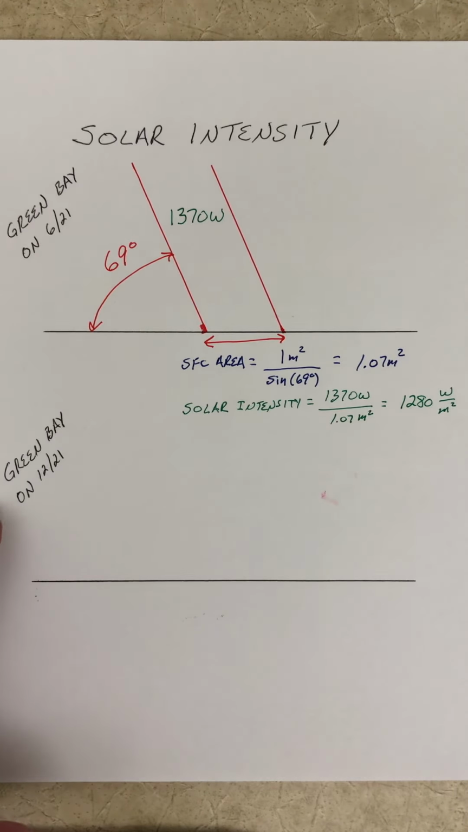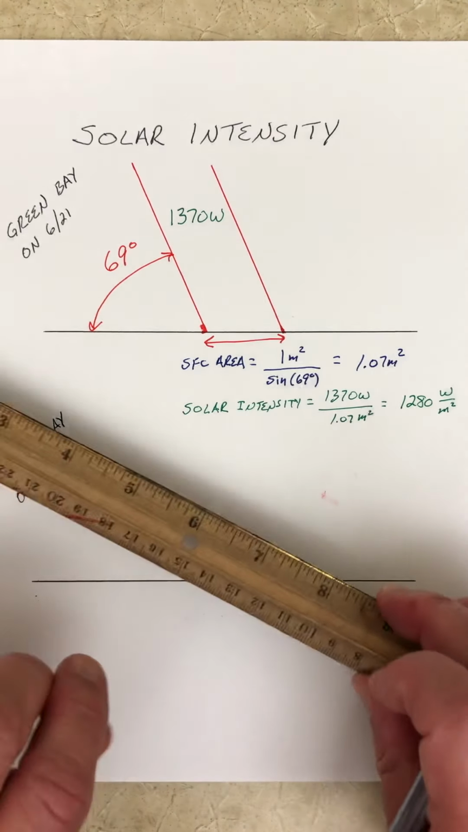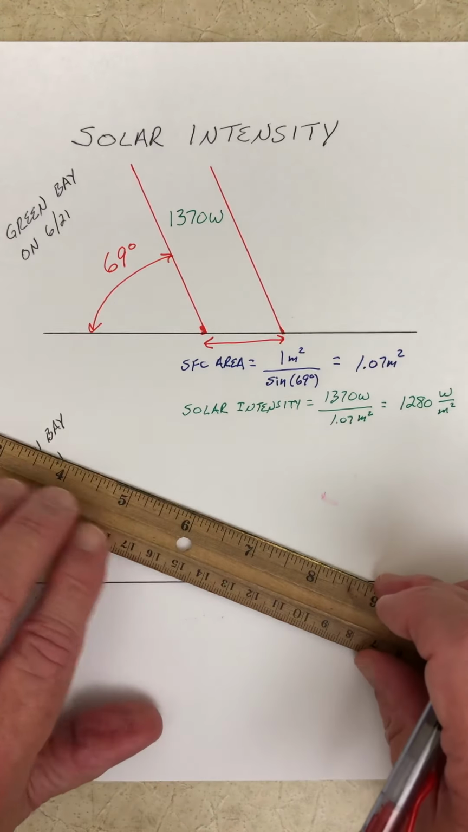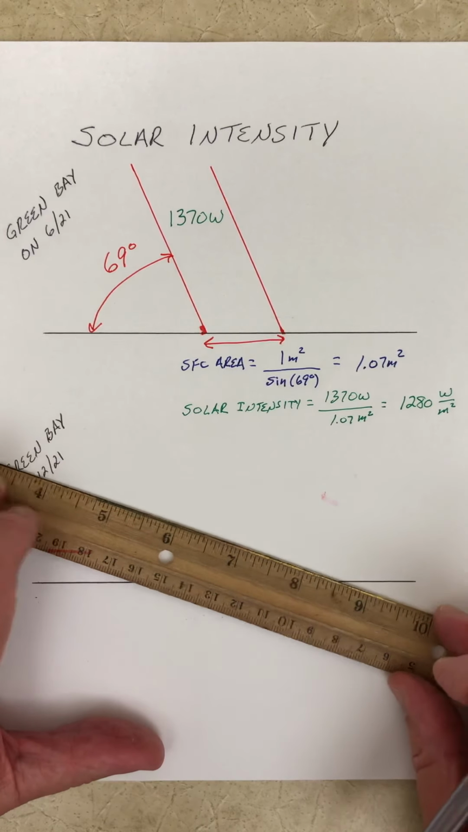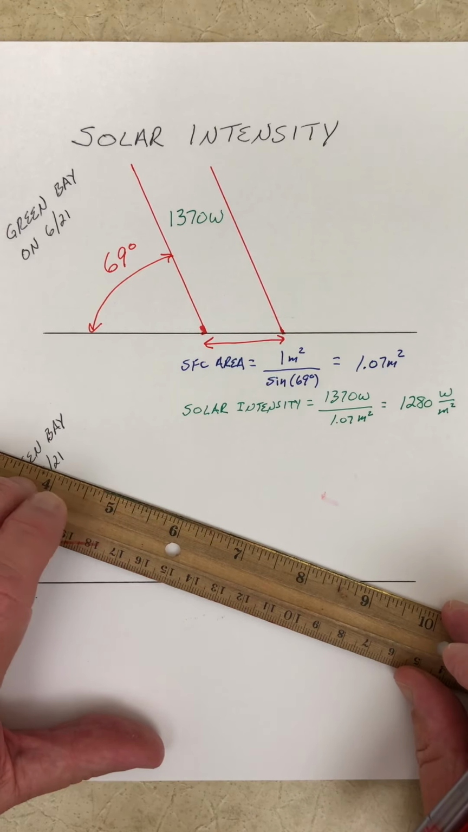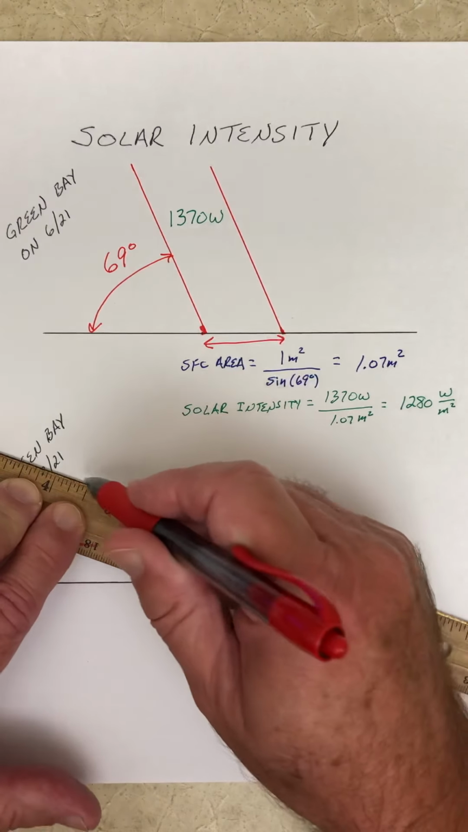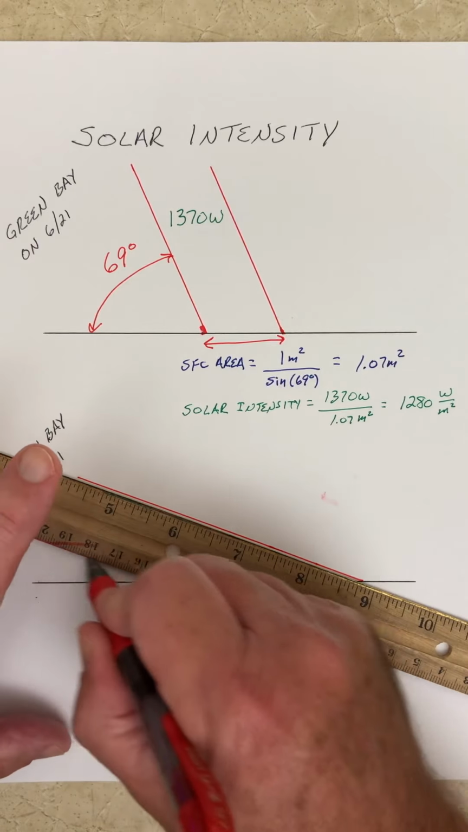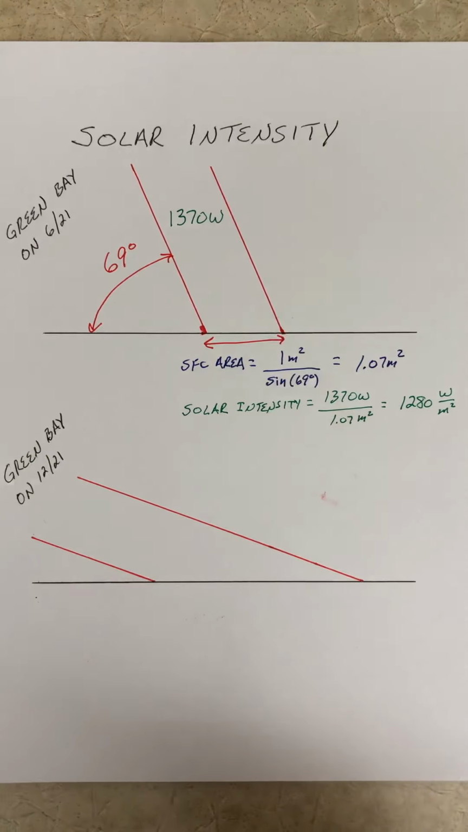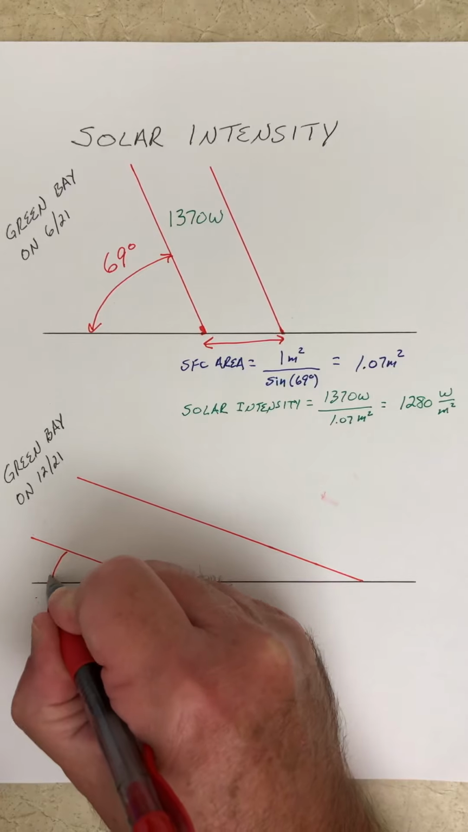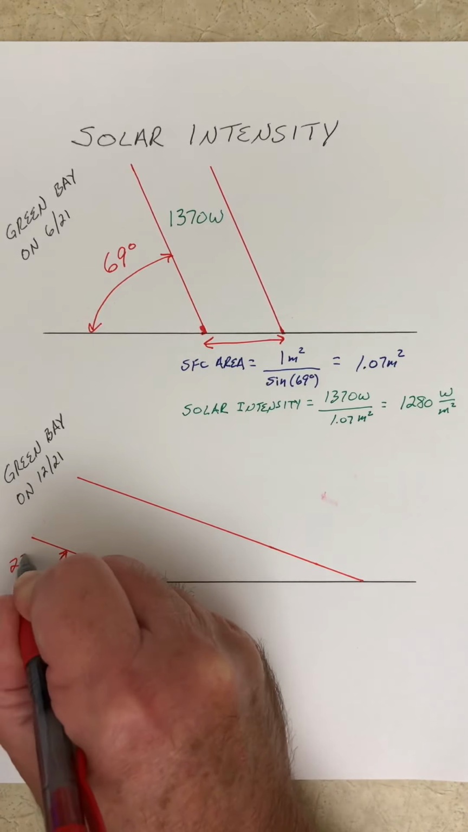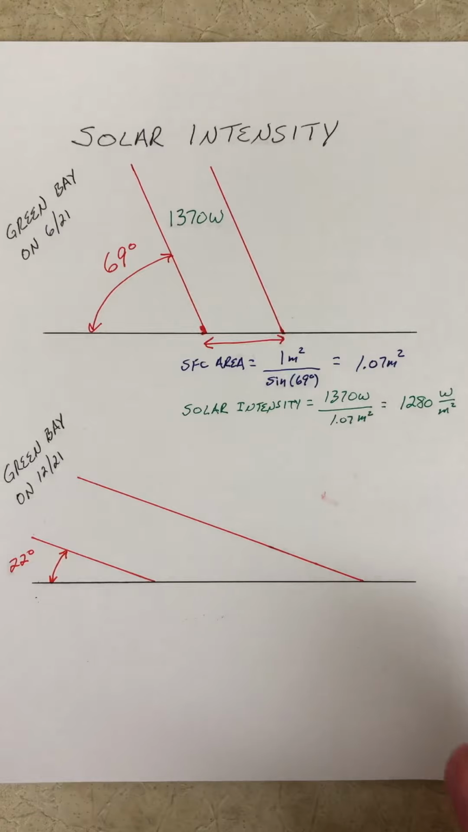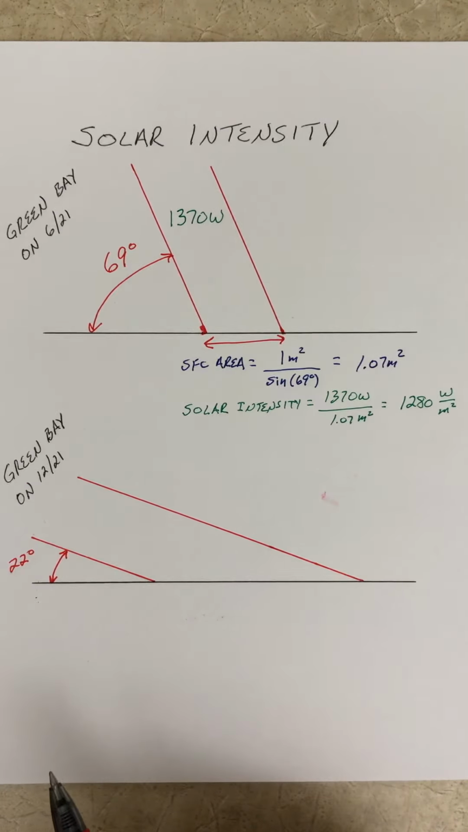Let's take a look then at December 21st. On December 21st, Green Bay's solar noon sun angle is going to be 22 degrees. You'll have to take my word for it, but I've done this calculation, I wouldn't say a billion times, but I've done it a lot. So we've got the sun ray coming in at an angle of 22 degrees. That's the solar noon sun angle, the highest the sun is going to get in the sky over Green Bay on December 21st.